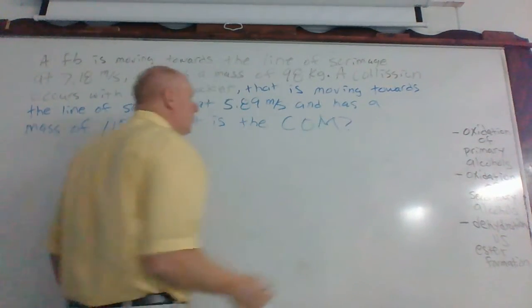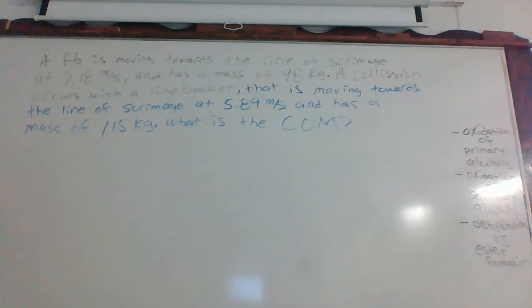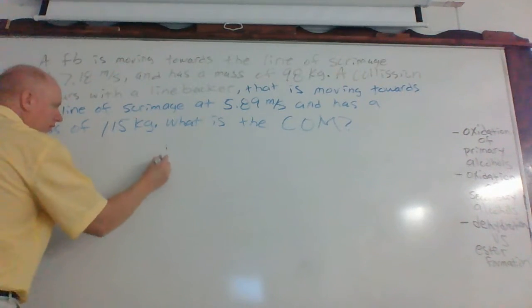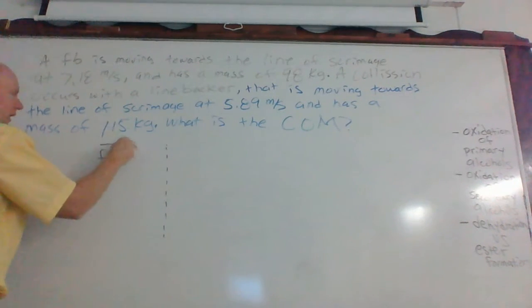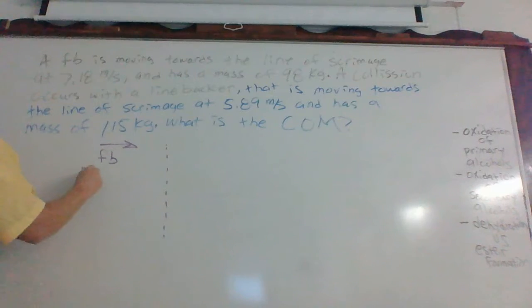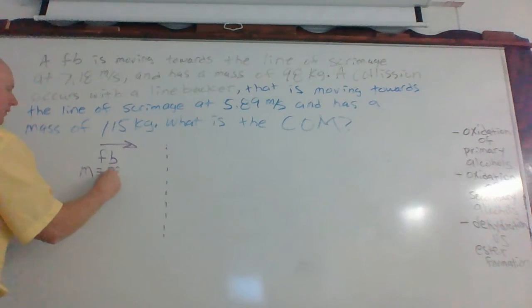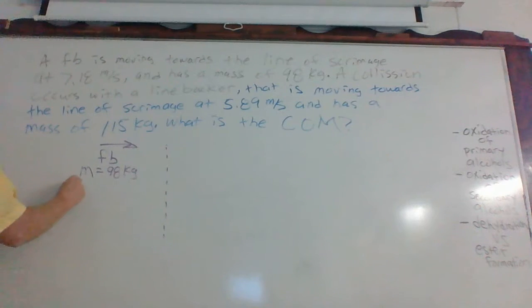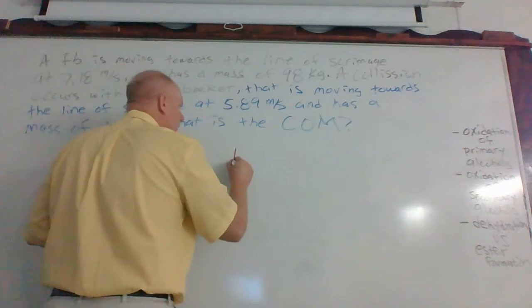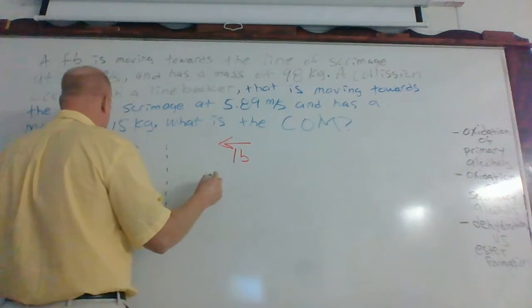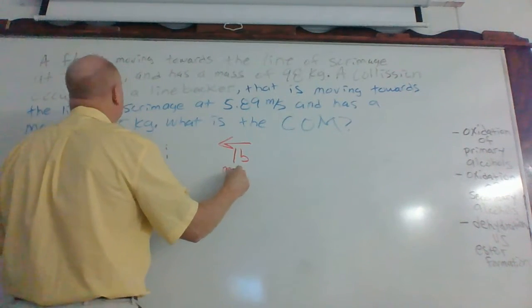Okay, so upon doing that, notice sometimes it's best to write out a little diagram of what we see happening. So here's your line of scrimmage. You've got this fullback moving in this direction that has a mass of 98 kilograms and has a velocity of 7.18 meters per second.